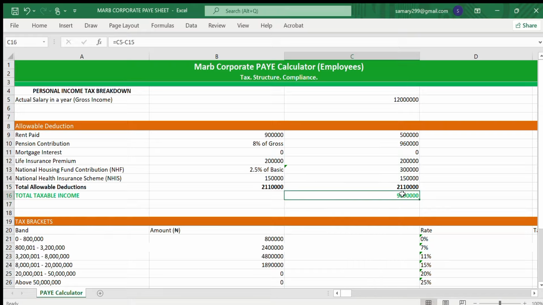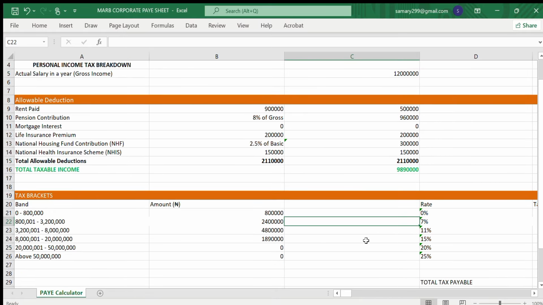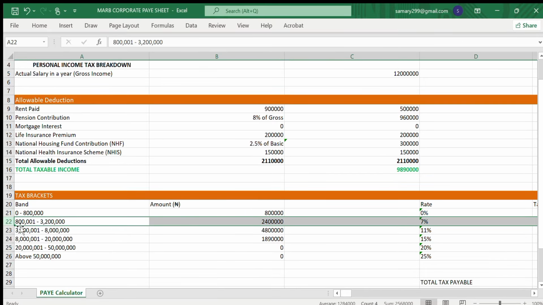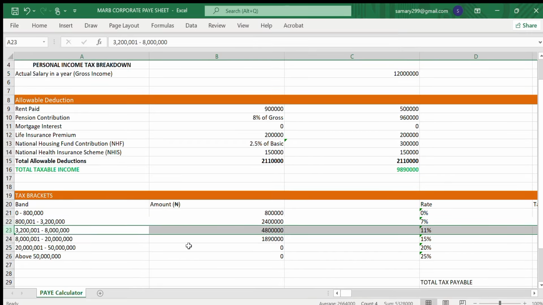This is the money that will be taxed. You are not going to be paying tax on this 12 million. It is now on 9,890,000 naira, right? So now from here, you see that our figure has increased. If you notice, before, this band was just on band 0, 800,000, sorry, 800,000 to 3.2, 3.2 to 8 million. But now it has come down to from 8 million naira to 20 million.